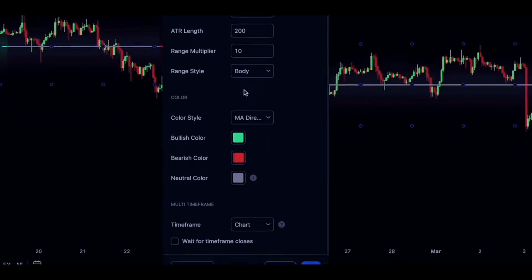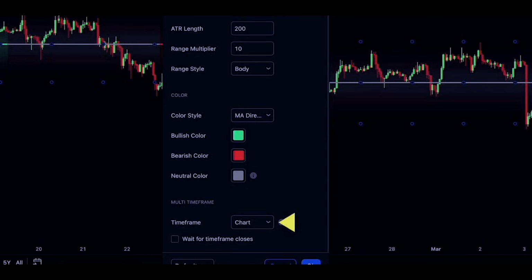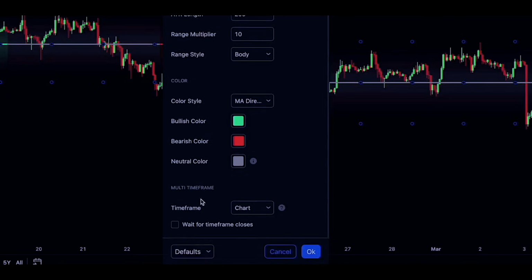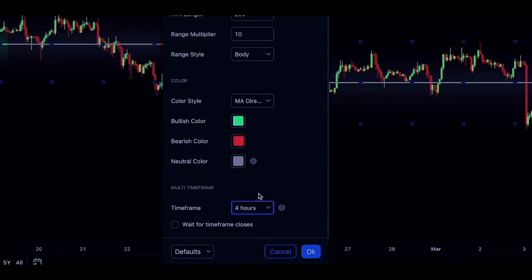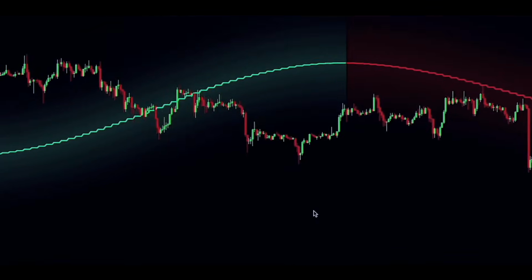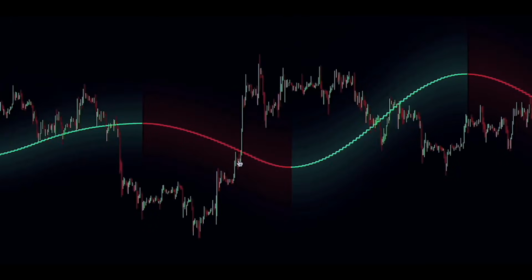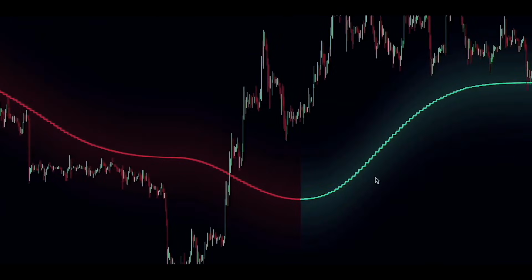Another really handy feature of this indicator is multi-time frame analysis. If you scroll down in the settings, you'll see the option to check the higher time frame bias. Simply switch to a 4-hour or daily chart to get a clear big picture view.